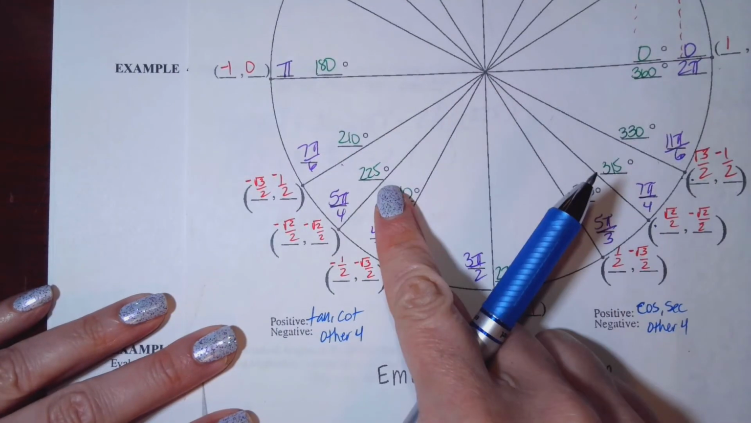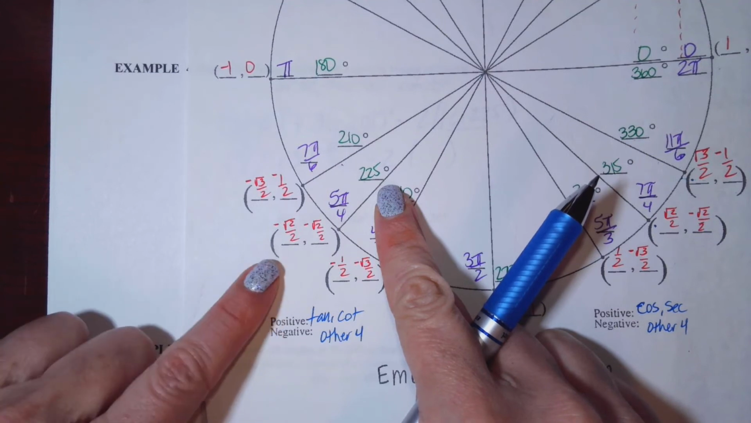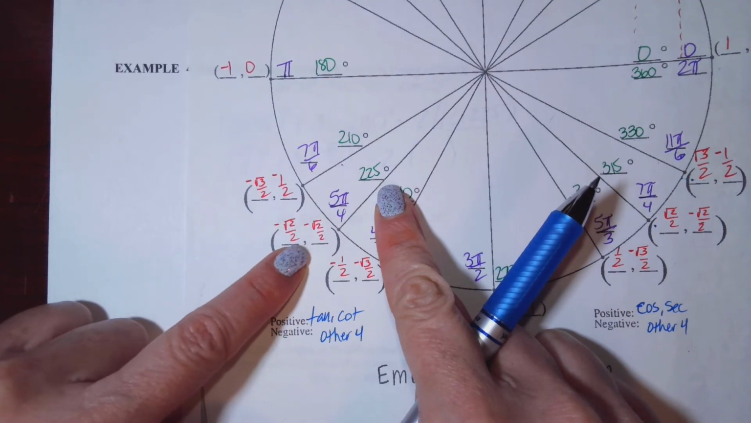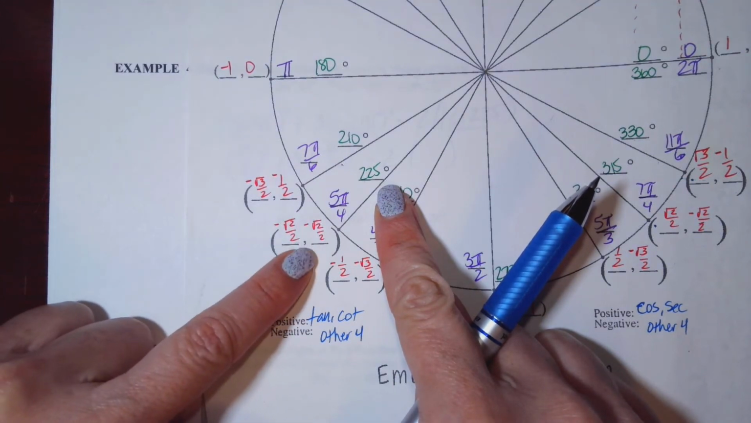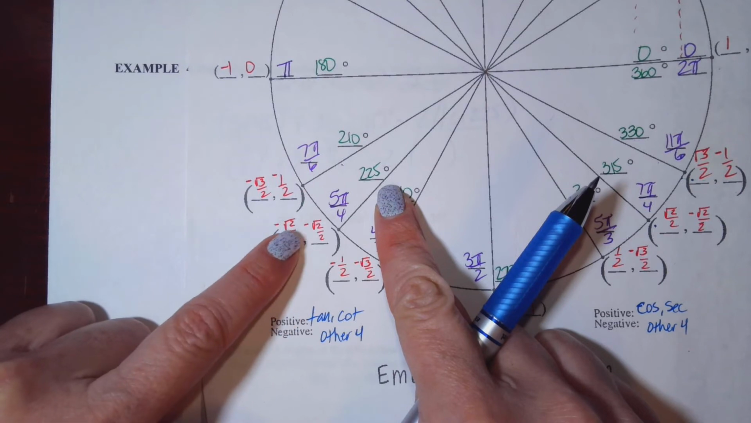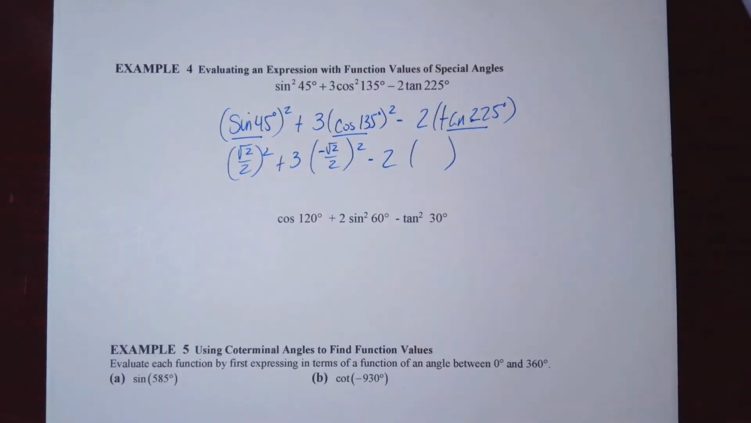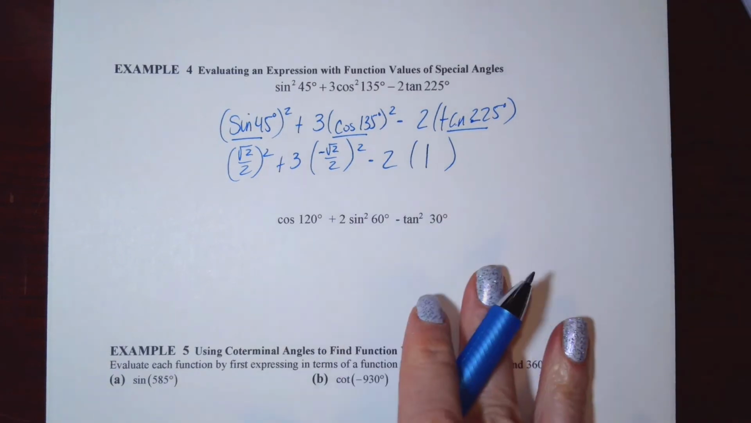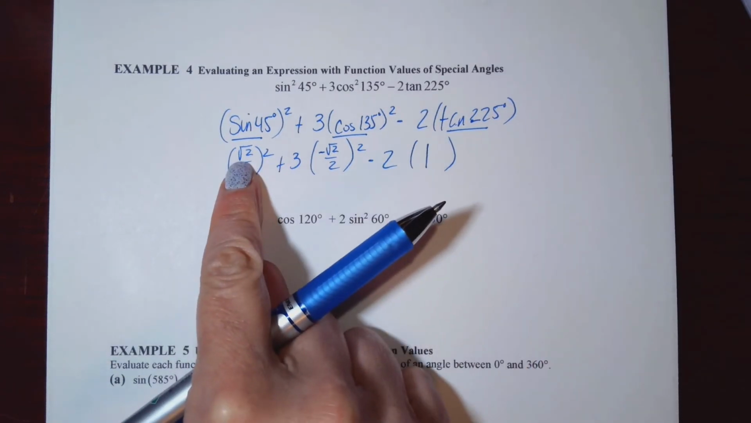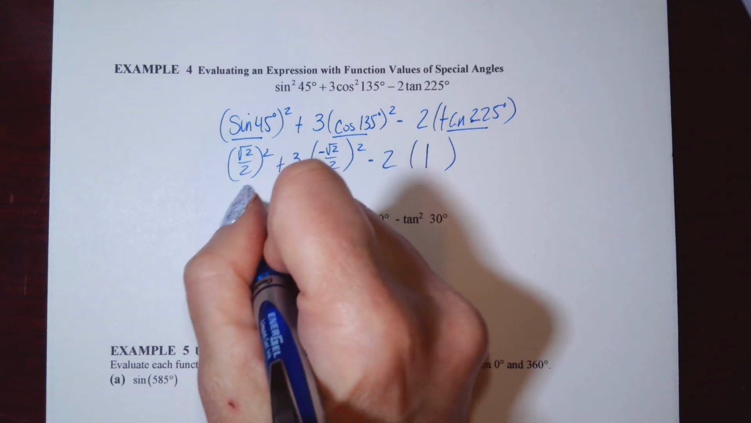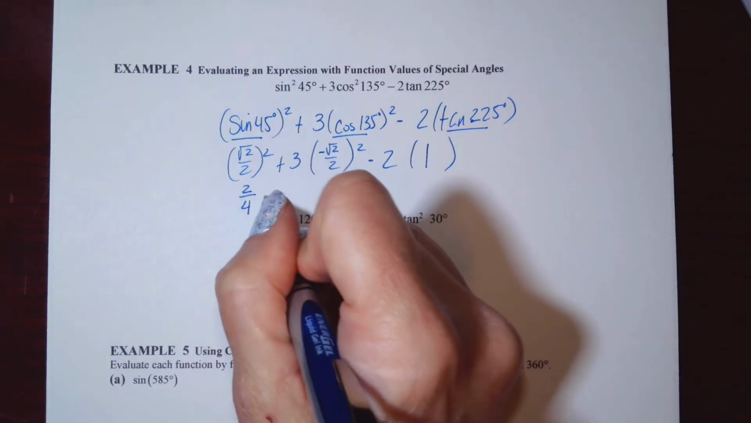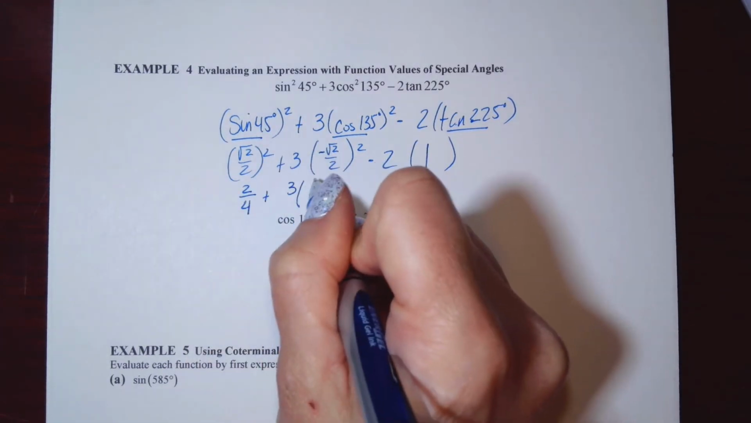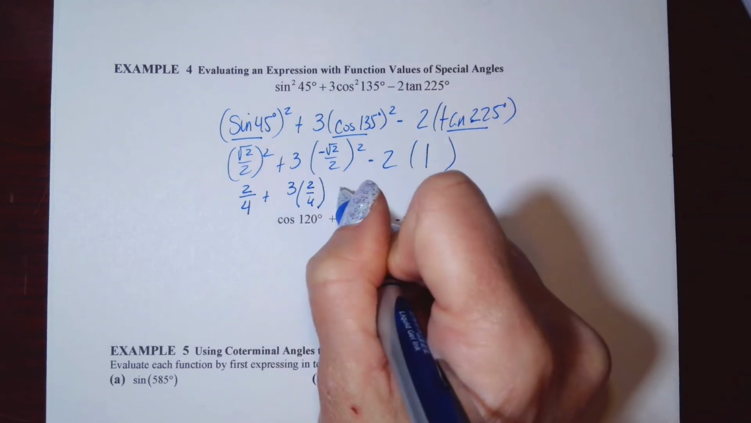Well, 225, again, I have a 45 degree reference angle. Tangent is either going to be 1 or negative 1. Since I'm down here in quadrant 3, negative over negative is positive. So that is a positive 1. When I simplify each of these, square root 2 squared is 2, 2 squared is 4. So 2 fourths plus 3 times 2 fourths minus 2.